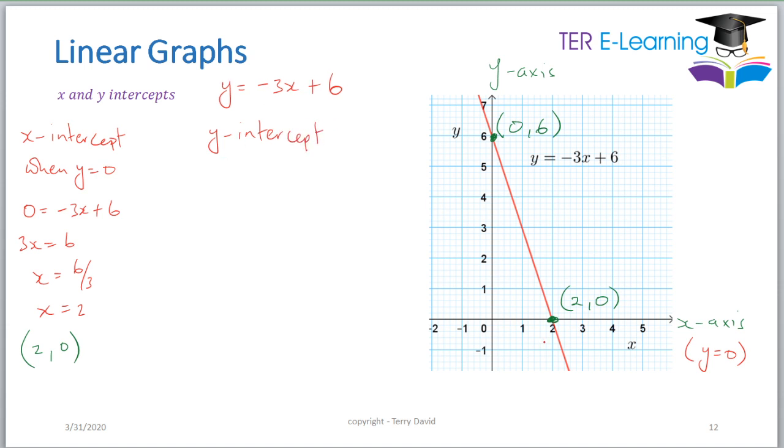right? For the y-intercept, we know that the y-axis is also the line x is equal to 0. So we're going to say when x equal to 0, right? We're going to put that 0 into my equation. My equation is going to become y is equal to minus 3 multiplied by 0 plus 6. So therefore y is equal to minus 3 multiplied by 0 is 0, and plus 6 we're going to get 6. So therefore my coordinates for my y-intercept will be 0, 6, which is exactly what we got from the graph as well, right?